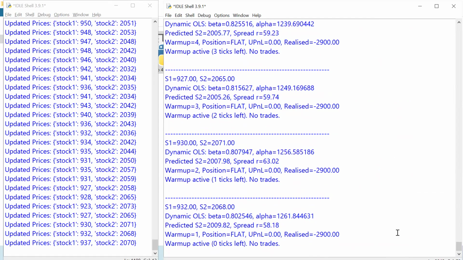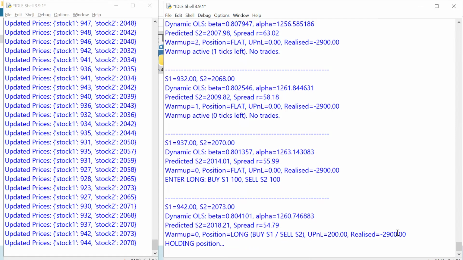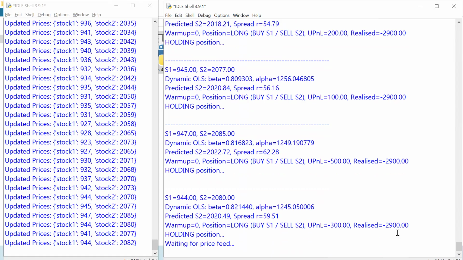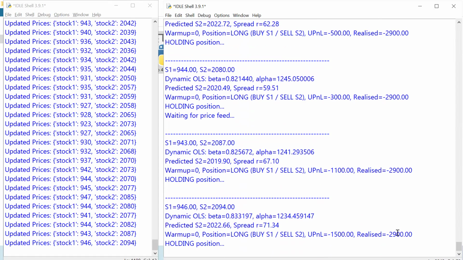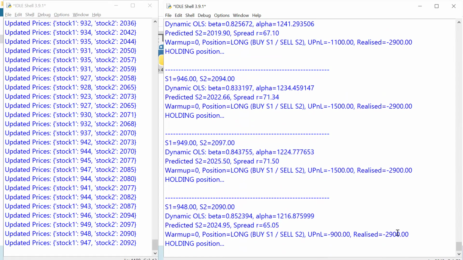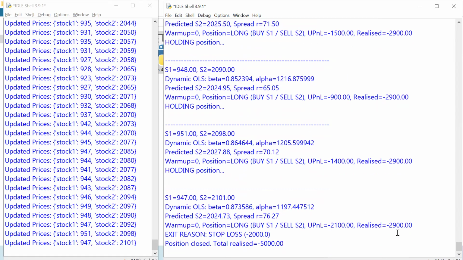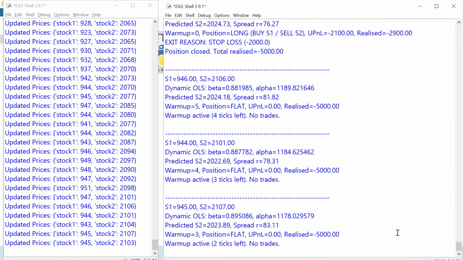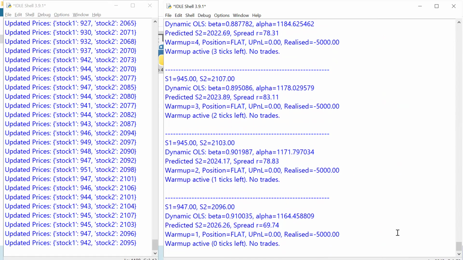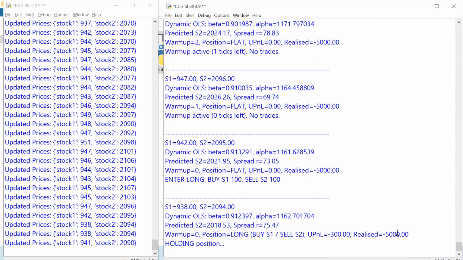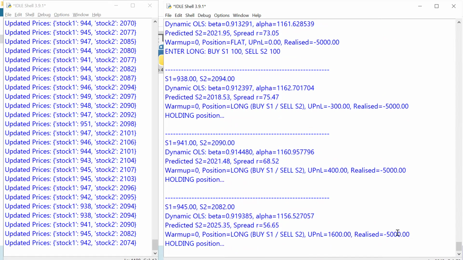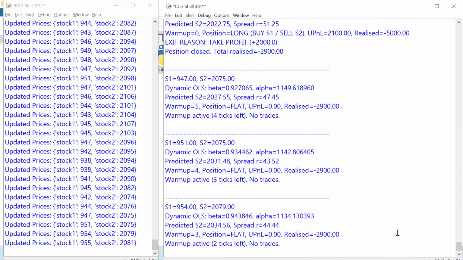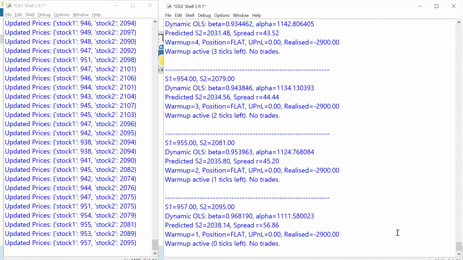Now the warm-up phase. Okay, we enter the trade. I hope it comes. Okay, again we have to book one loss. It's completely fine. 5,000 is a loss. Again we are holding position. We got the profit. We come out of the trade. Again we are reading it.